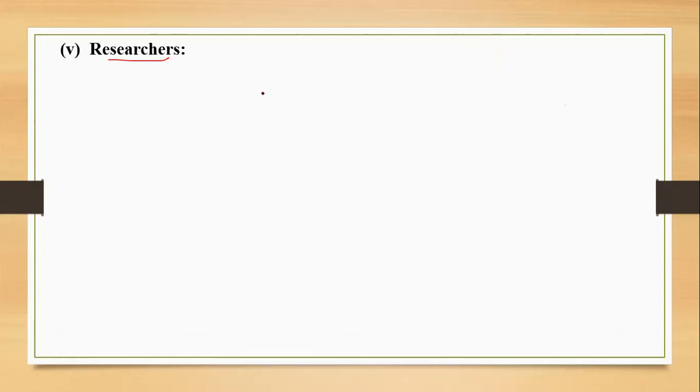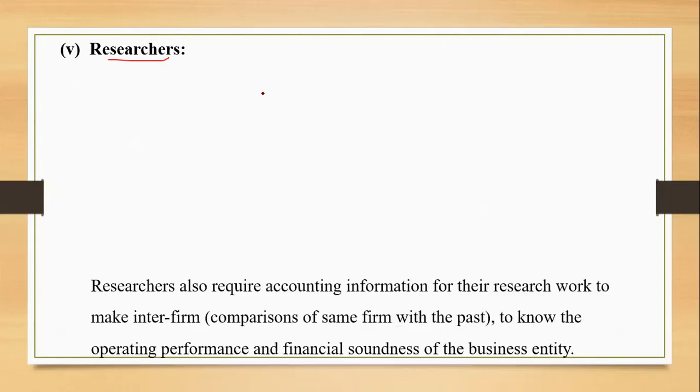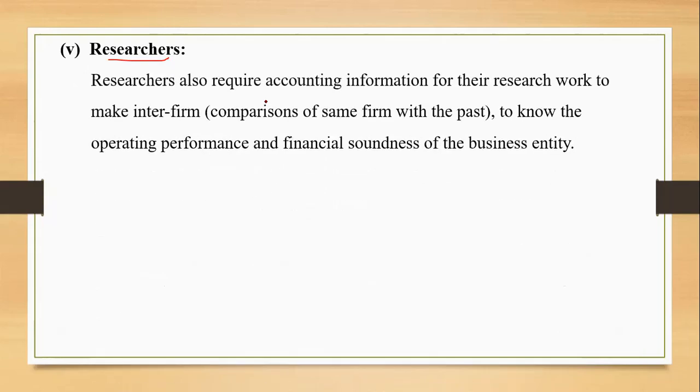Researchers also need to have the accounting information with them. These are basically the analysts who keep on comparing the results of one company with another company, okay, to make the inter-firm comparison. Okay, for that purpose they need to have the accounting information with them, so that they can come to know about the operating performance and the financial soundness of the business entity. Okay, that is the objective of the researchers.